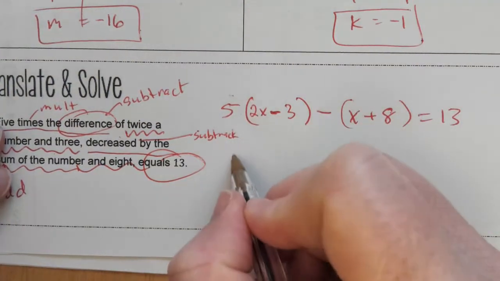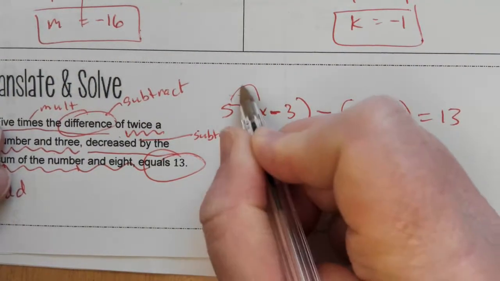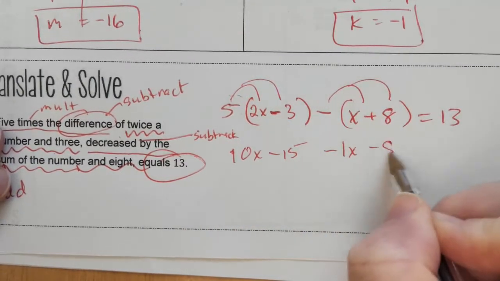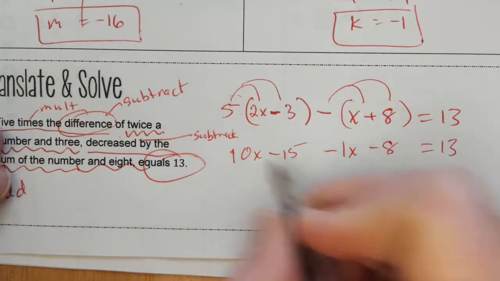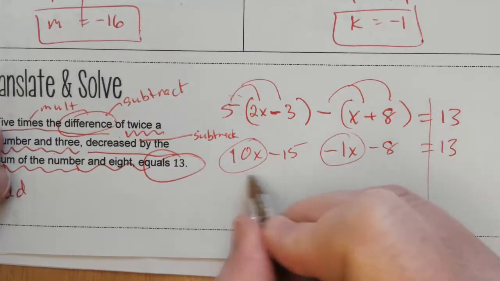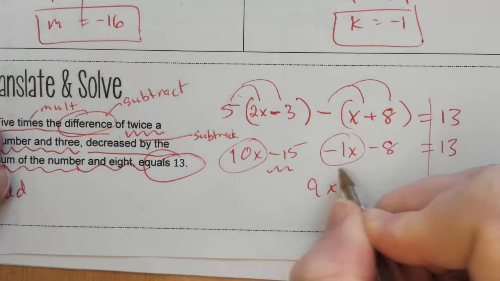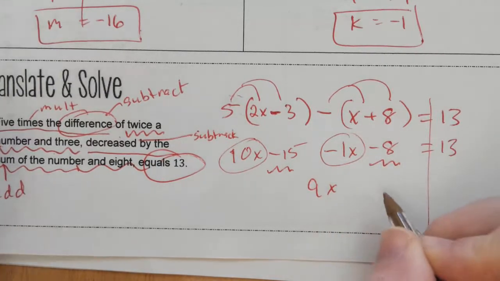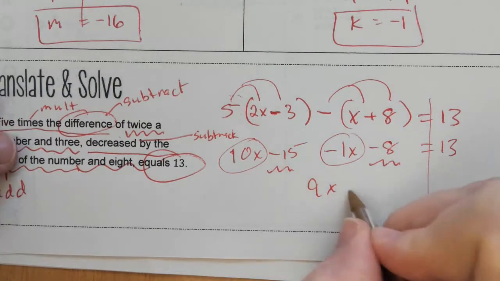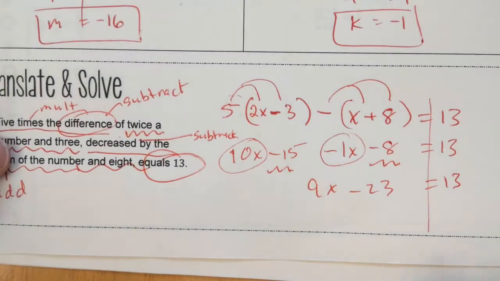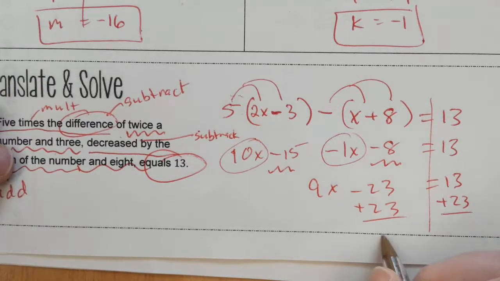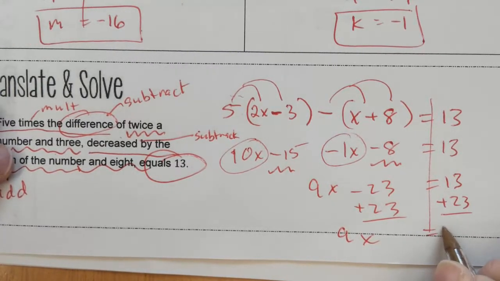Okay, so I'm going to distribute the 5. So that'd be 10x minus 15. Distribute here. That'd be minus 1x and a minus 8 equals 13. When you're on the same side of the equal sign, do the same operation that says. So 10x and a negative 1. That is a 9x. Negative 15 and a minus 8 make negative 23 equals 13. Okay, we're going to add 23 to both sides because we're on the opposite sides. Do the opposite operations. So that'd be 9x is equal to 36.